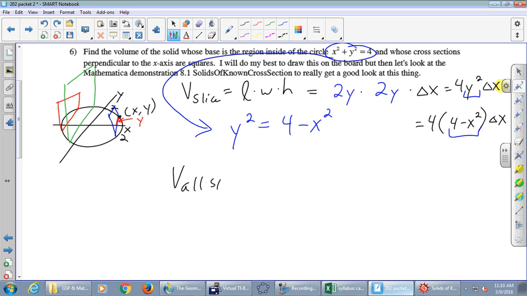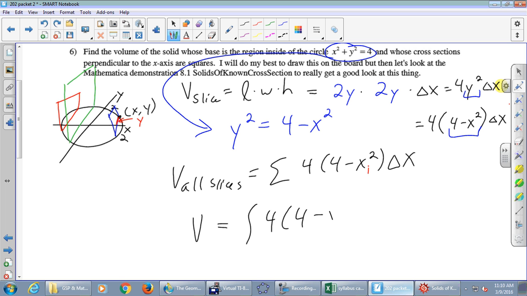So the volume of all the slices is just the summation of those kinds of things. Again, anything in red here is optional, so there's my optional I. And then right away, we'll just convert into an integral. So summation becomes integral 4 minus x squared. Delta x changes to dx. Yeah, you could pull the 4 out.